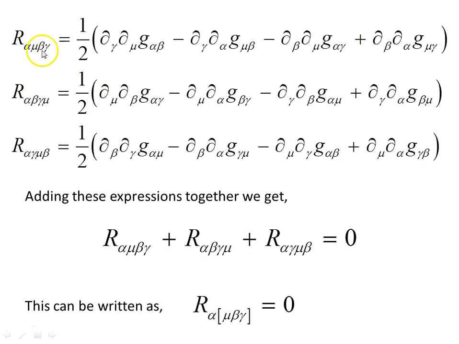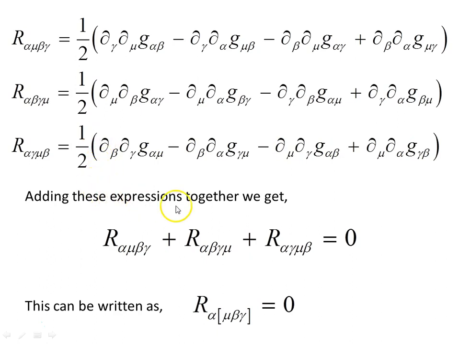Alright, so let's start with the original object again. Here's our Riemann tensor with all four indices lowered. And let's start swapping some indices around now. Beta and mu, gamma, we're going to shove mu to the end. So this is a permutation of the indices. Move them about, and we'll produce this object here. And then again, alpha and gamma over here and the mu beta there. Another permutation produces this object here.